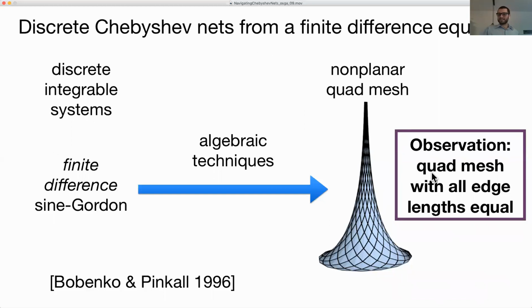And one of the algebraic techniques there is to generate a surface in 3-space from this finite difference equation. What that means in practice is that you get a map from the lattice to 3-space, and the object you get is a non-planar quad mesh. This is explicitly generated without regard to some underlying geometry, just from this finite difference equation. It looks like a pseudospherical surface in Chebyshev parametrization. And the observation here is that it in fact is a quad mesh with all edge lengths equal.